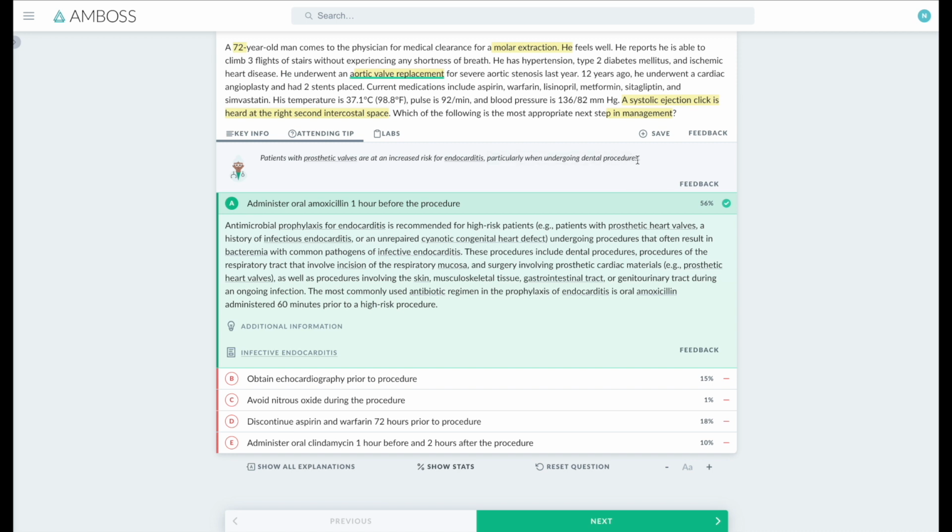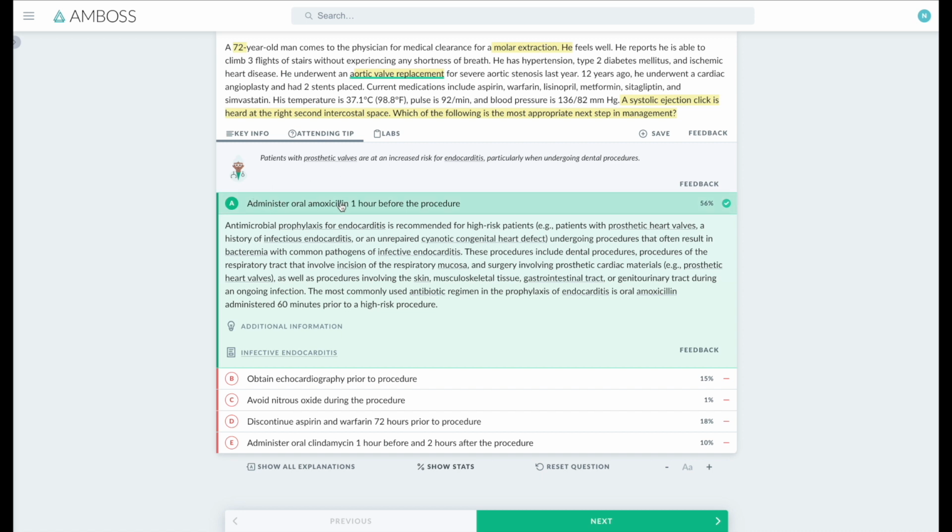Notice here, guys, I didn't read the rest of the vignette because it's all distractions. Of course, a patient with hypertension, type 2 diabetes, and ischemic heart disease would be taking all these drugs. It doesn't matter to me. All the vital signs are normal. I didn't highlight them. I only highlighted what is important for this. Take a look, guys. It's asking about management of someone who has an artificial valve and should undergo molar extraction. That's it. This is kind of like 1 + 1 = 2. Ignore all the distractions, okay?